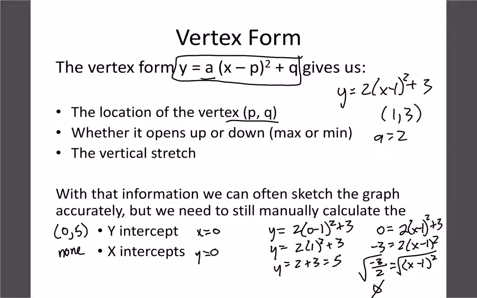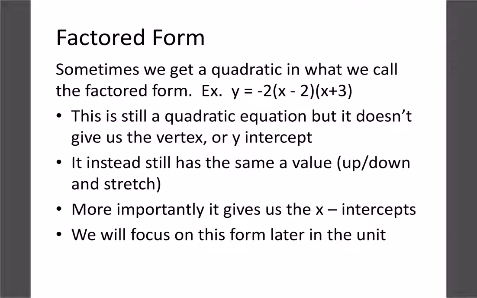So that's one version. The vertex form gives us the vertex, and we know the A value. Those are the two key things in that equation. It doesn't give us our x or y. So the factored form is our next one that we're going to look at. And it's written a little bit different.